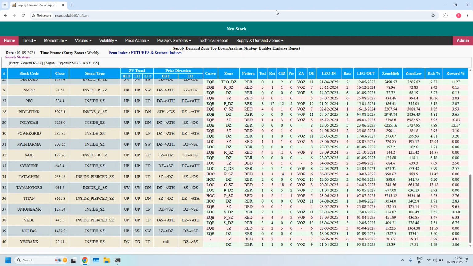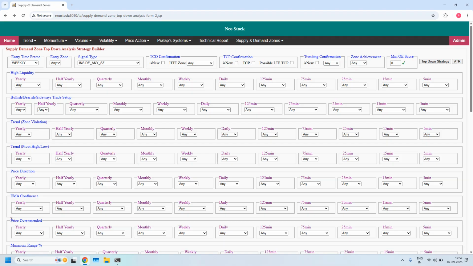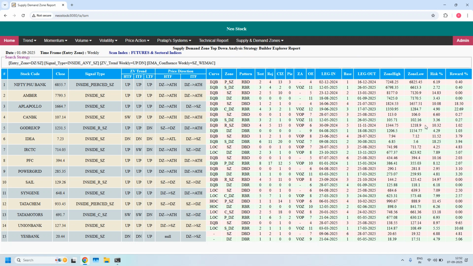We can further filter based on weekly supply zone having weekly EMA confluence. And trend on the weekly should not be sideways. It can be up or down. We got 15 stocks. Price closed inside the weekly supply zones, those weekly supply zones having weekly EMA confluence. High probability trade setup weekly supply zones. But they should be used either as HTF zones mostly or ITF zones, based on your strategies you will use.